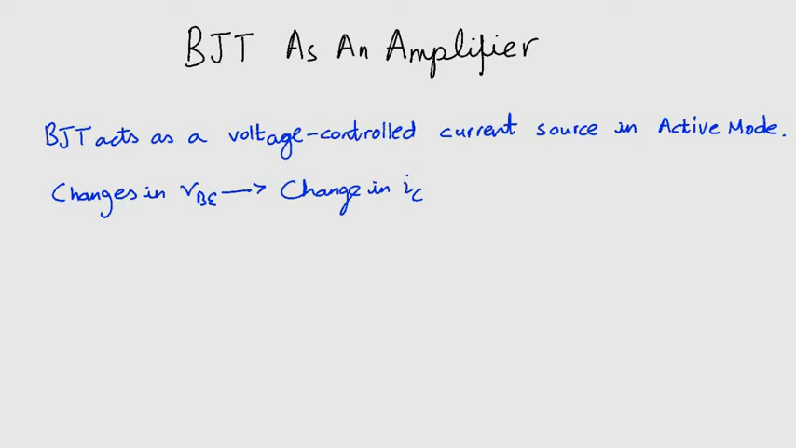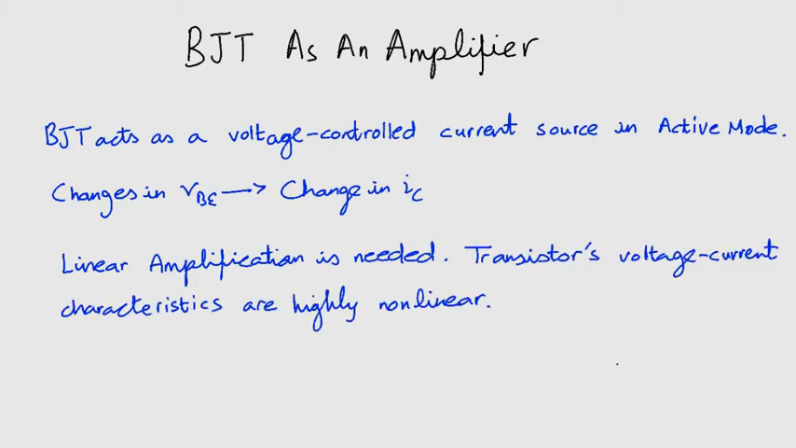However, as we have studied in Module 3, the amplification has to be linear. Otherwise, the output signal is going to be distorted. However, the transistor's behavior is highly nonlinear. So what we do is that we bias the circuit to operate at a DC base emitter voltage VBE and a corresponding DC collector current IC.